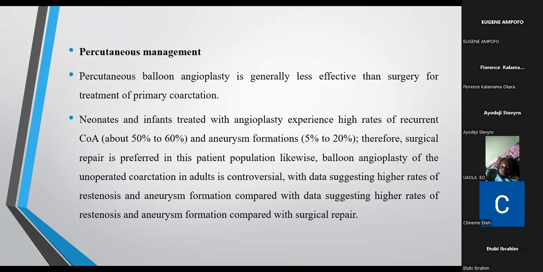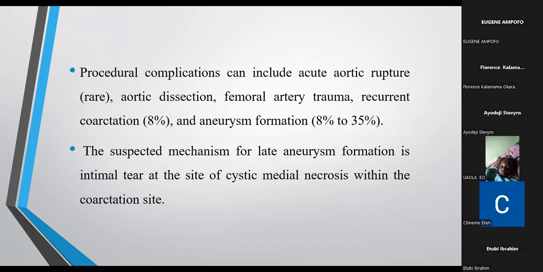And likewise, balloon angioplasty of the unoperated coarctation in adults is controversial. There are limited data supporting this. Procedural complications you could have from the percutaneous balloon method: you could have aortic rupture, aortic dissection, femoral artery trauma, recurrent coarctation, and aneurysmal formation.